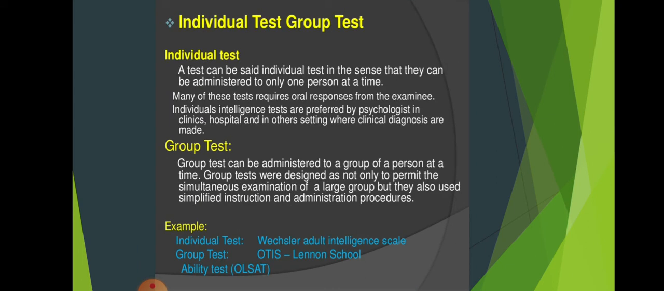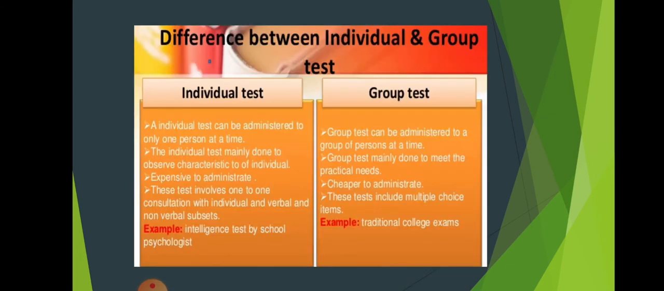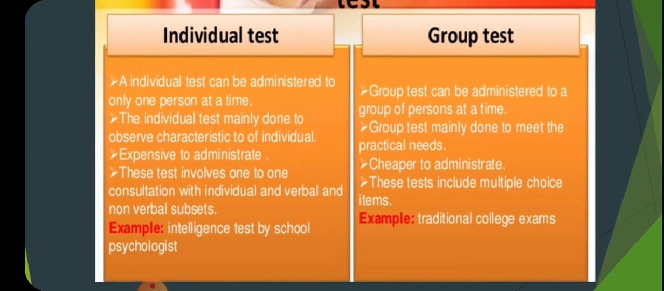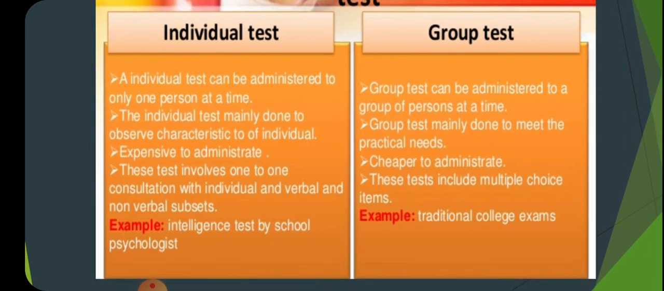Now the first category we will talk about is the group and individual test. What is the individual test? An individual test can be administered to only one person at a time, whereas the group test can be administered to a group of persons at a time. The individual test is mainly done to observe characteristics of an individual, and the group test is mainly done to meet practical needs. The individual test is expensive to administer and the group test is cheaper to administer.